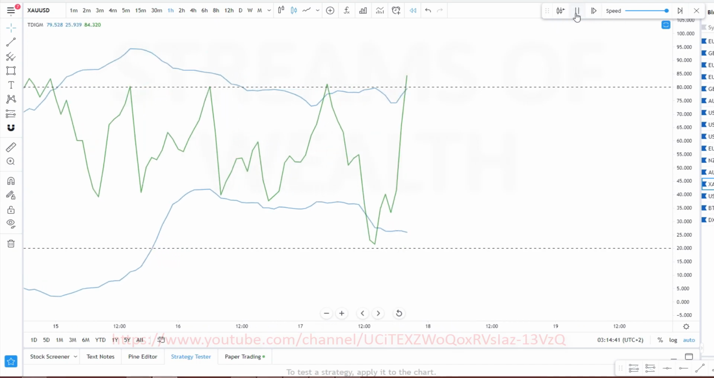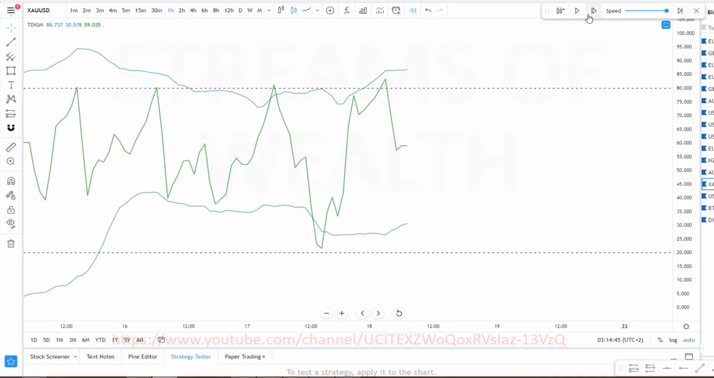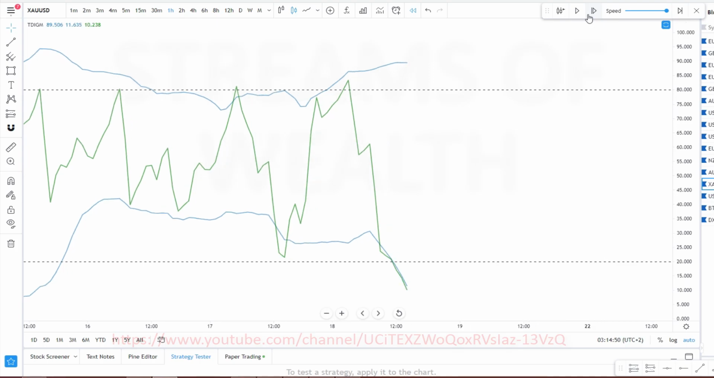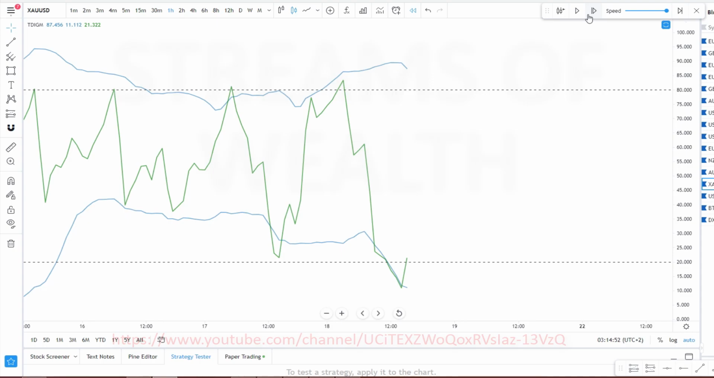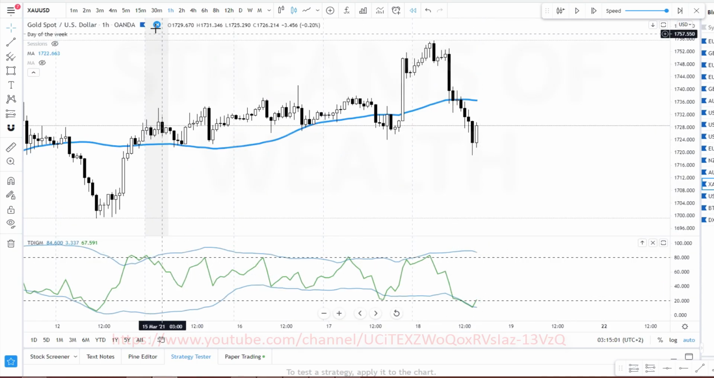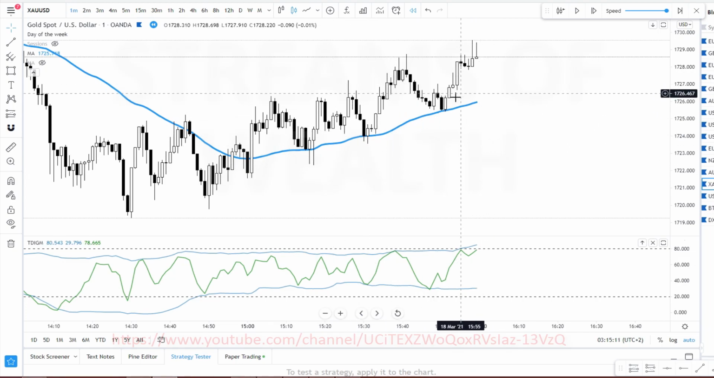So we are still waiting on 1 hour. Now we are above 80, but we did not break our blue line, and we are below 20. We break this blue line and we are moving up. So now what we will do is we go on 1 minute, and as we can see, the price is above 50 moving average, so that is good.